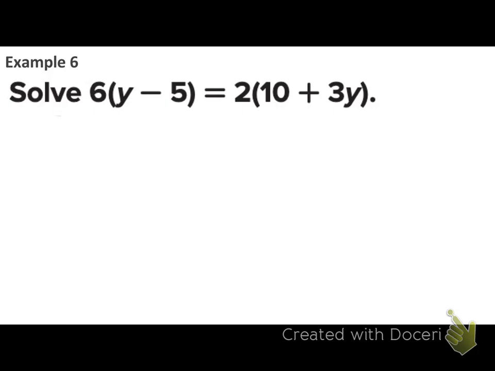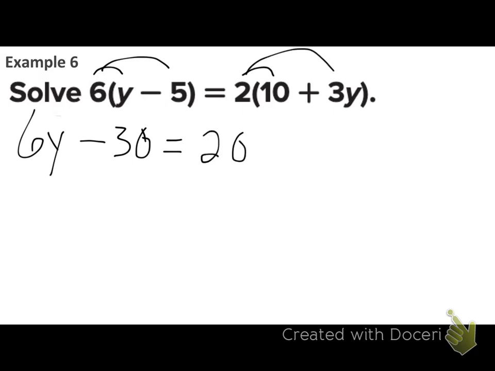So, what would we do first here on example 6? Distributive property on both sides of the equal sign, right? What's 6 times y? 6y. 6 times negative 5. Negative 30. 2 times 10. 20. 2 times 3y. 6y. Are we okay simplifying both sides of the equation using the distributive property? Can I simplify anything else on the left? No. Can I simplify anything else on the right? No.